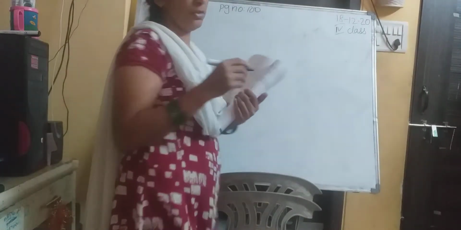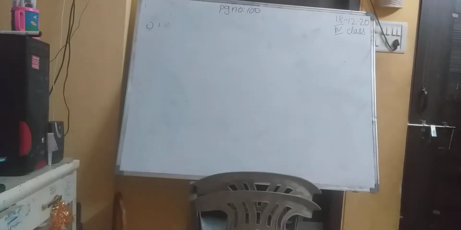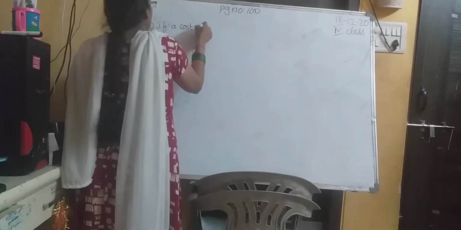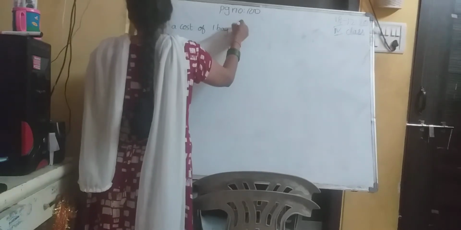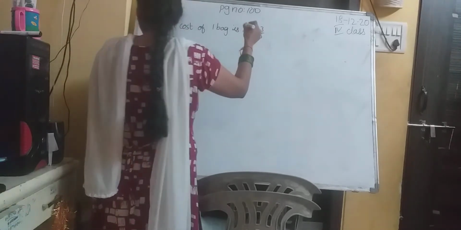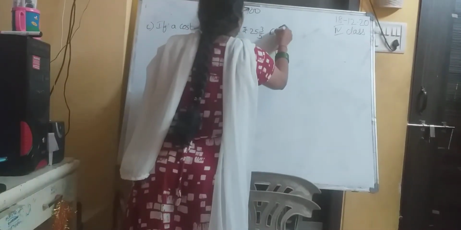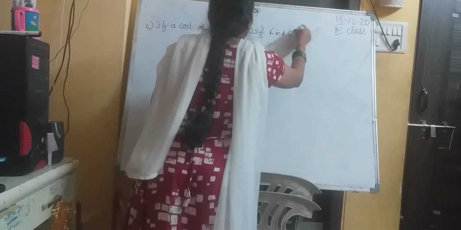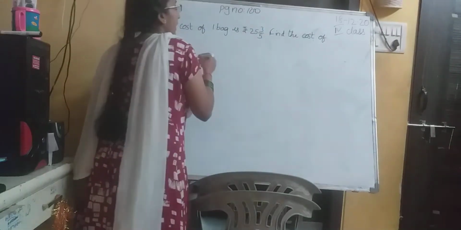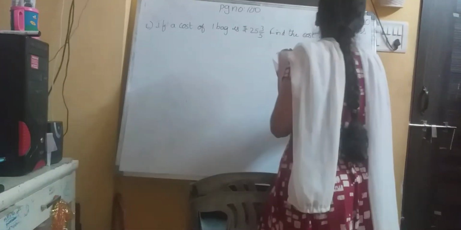What is the C question, children? If the cost of one bag is rupees 25 3 by 5, find the cost of 5 such bags. Okay, find the cost of 5 bags.